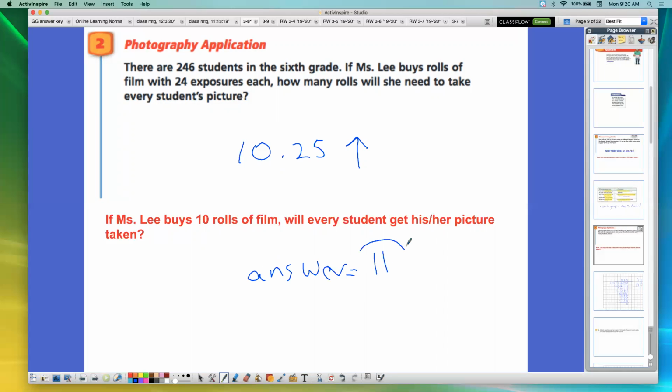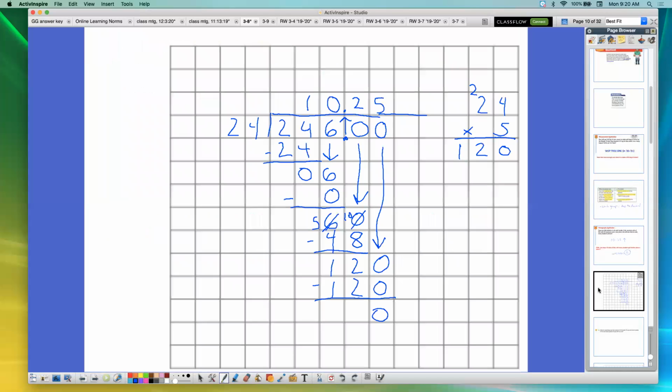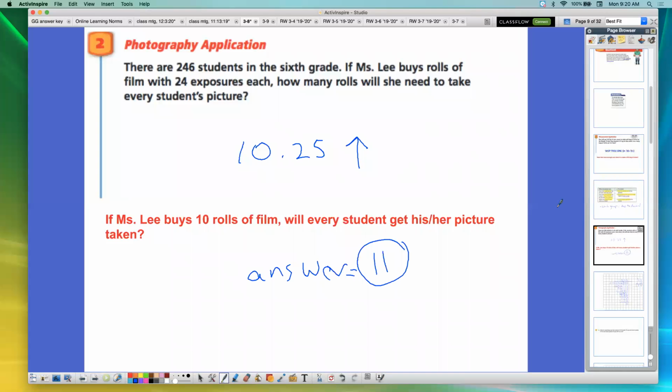My actual answer would be 11. She would need to get 11 rolls of film to be able to make sure she could take a picture of everybody. So these questions are challenging because we did the division, we did it right, and yet if I wrote this number, that's the wrong answer. So you have to go back to the word problem and make sure that what you're writing for your answer fits the word problem. This is why these problems can be challenging.